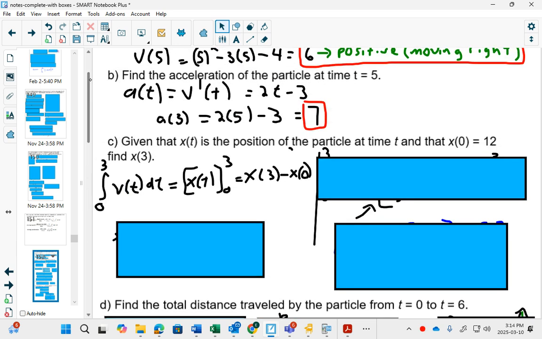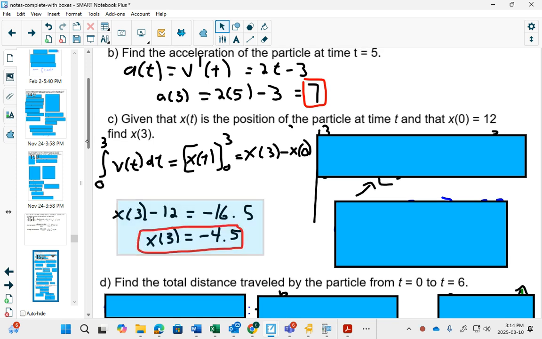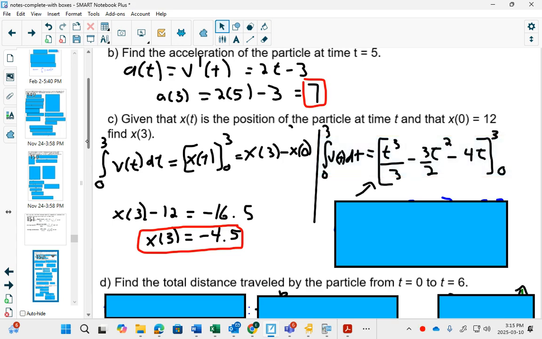And if I look at the area under the curve from 0 to 3 of my velocity graph, that will tell me how much change has happened. We know that x of 0 is 12. Now there's the actual equation.